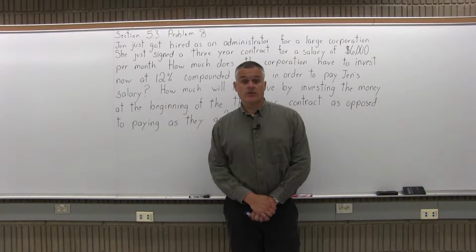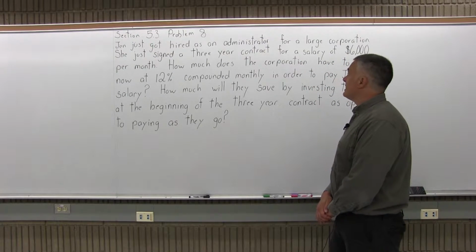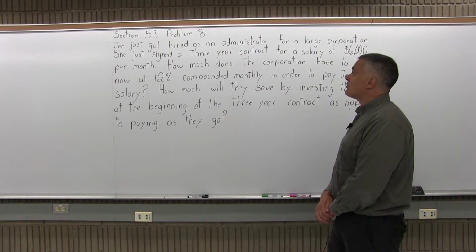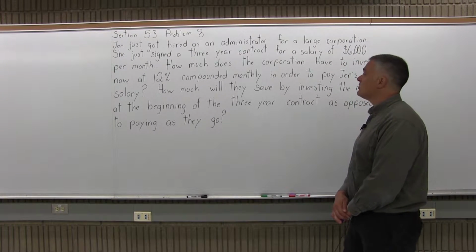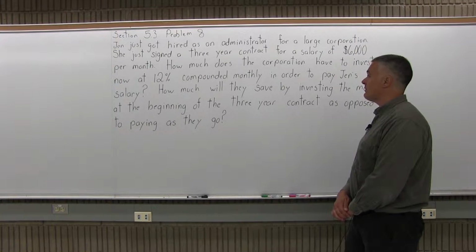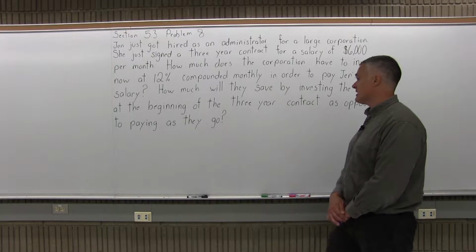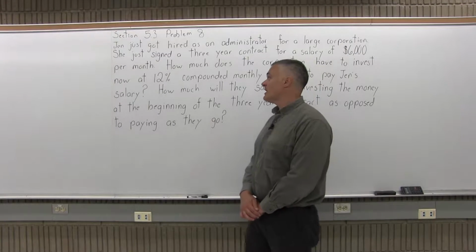This is Section 5.3, Problem 8, and it says, Jen just got hired as an administrator for a large corporation. She signed a 3-year contract for a salary of $6,000 per month. How much does the corporation have to invest now at 12% compounded monthly in order to pay Jen's salary? How much will they save by investing the money at the beginning of the 3-year contract as opposed to just paying as they go? So this is a present value of an annuity.